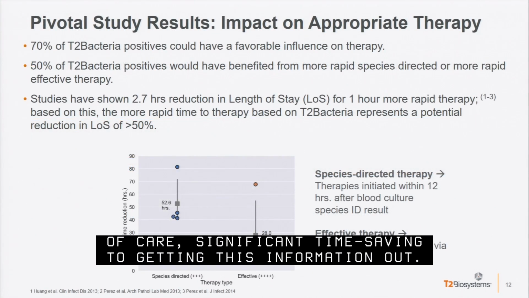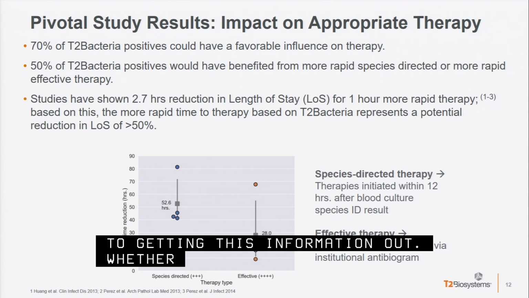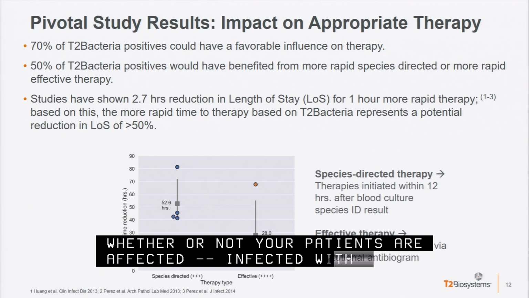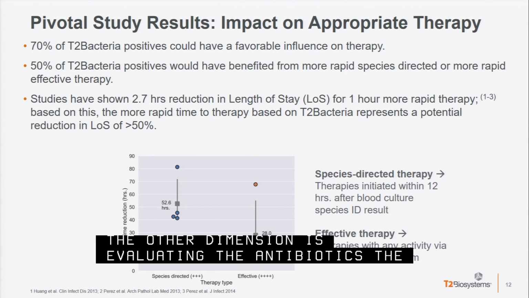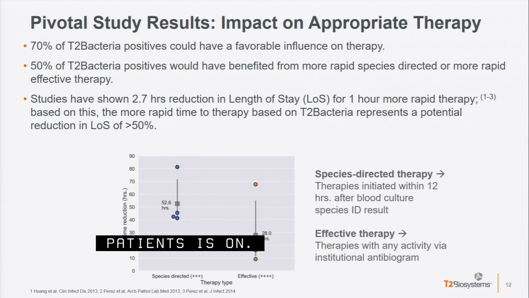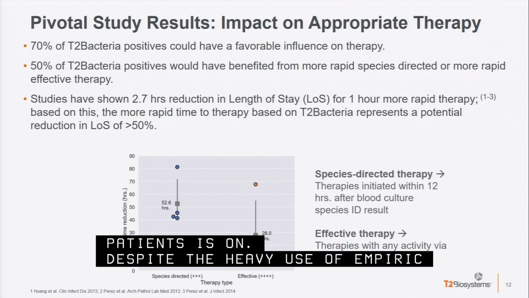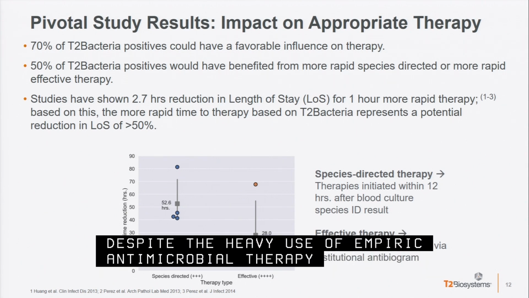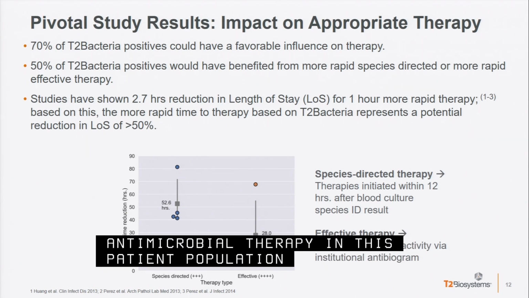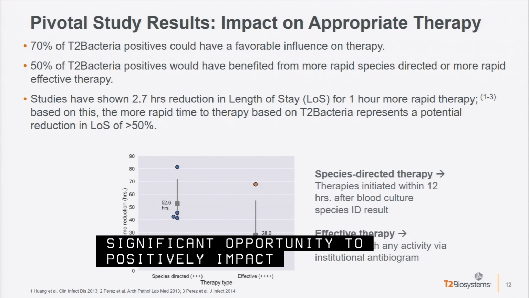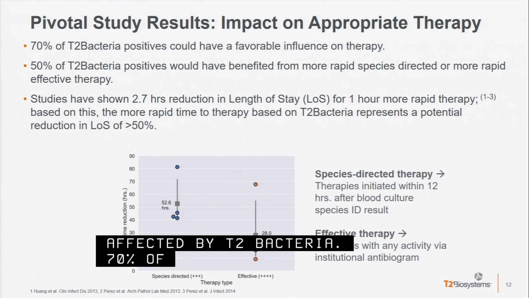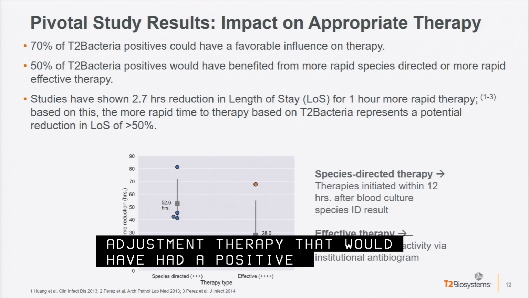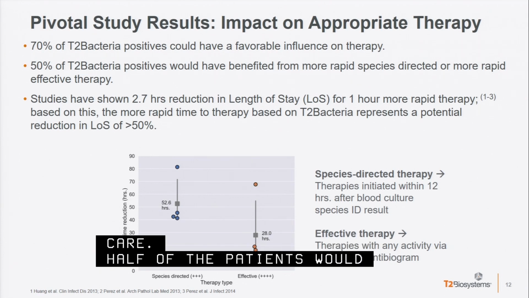The other dimension here is evaluating the antibiotics that the patients were on. It was really striking that despite the heavy use of empiric antimicrobial therapy in this patient population, there was a significant opportunity to positively impact the patients who were positive by T2 bacteria. So 70% of the patients could have had an adjustment in therapy that would have been a positive impact in their care. Half of the patients would have actually benefited from species-directed therapy to get them on effective therapy, and that would have had a significant impact on their mortality.